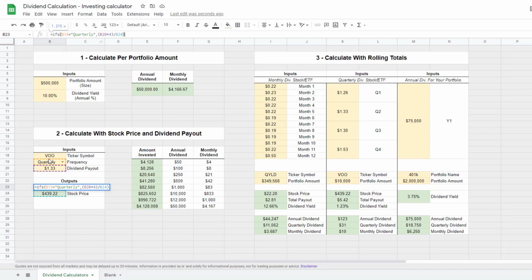So let's say you wanted to change this frequency payout for checking another ETF or another stock, and you wanted to change it to monthly. All you have to do here is type in the new formula. You say B19 is equal to monthly.